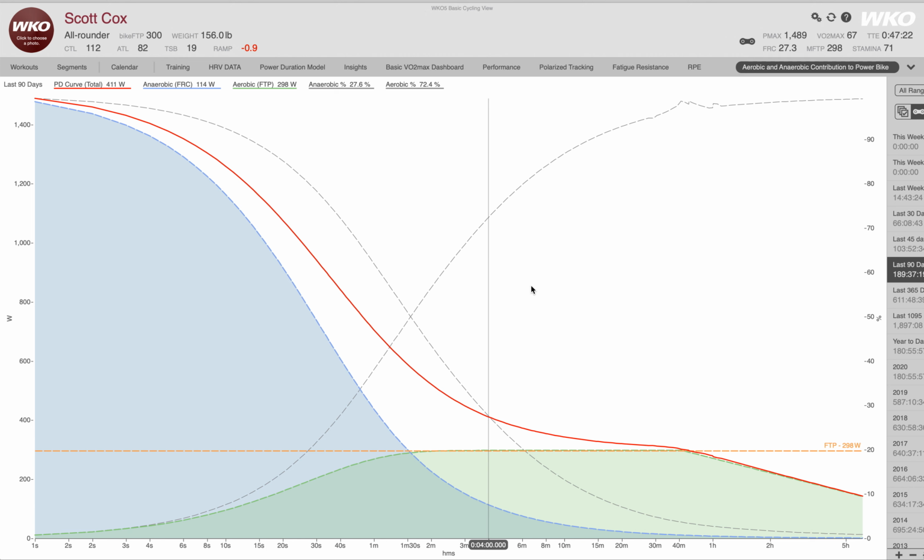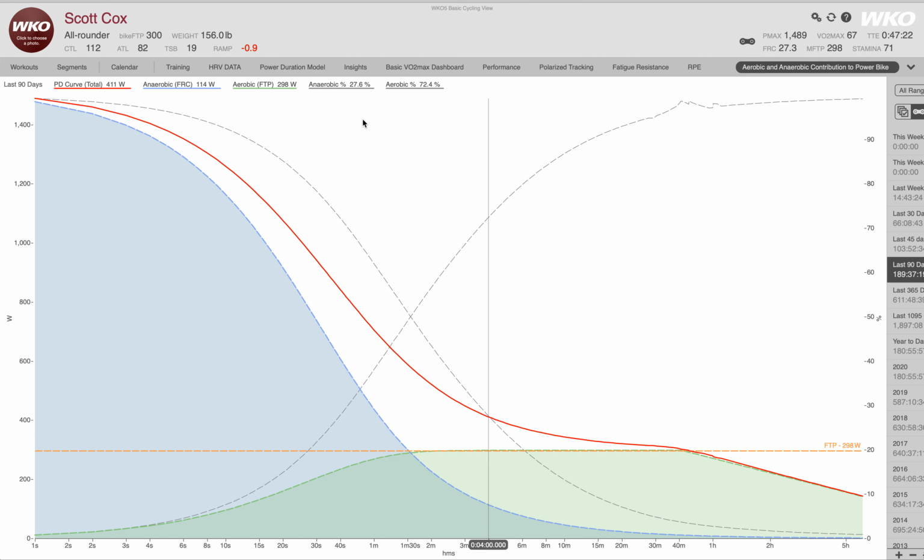I base things off of VO2 max for my athletes, but a good rule of thumb, if you don't have all that, would be your maximal 4-minute power, and use that as your power target. And so for me, that's 412 watts. I think that'd be pretty reasonable for what I could do. I mean, depending, you might be able to go a little higher than that. But let's look here. Now anaerobic's 27%.